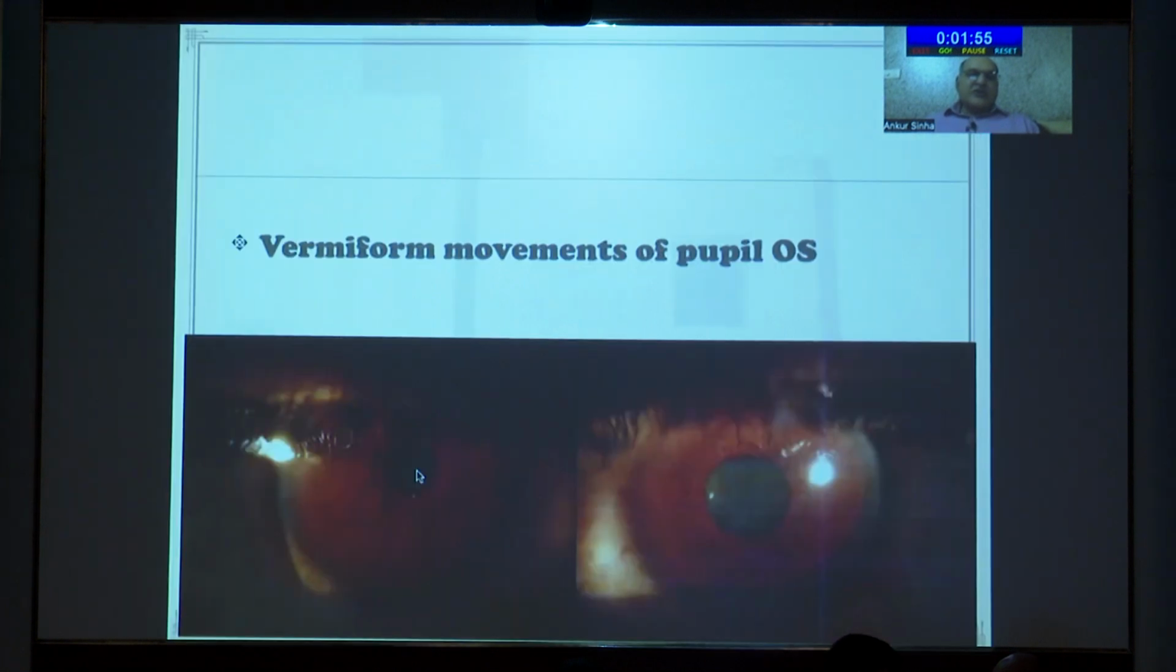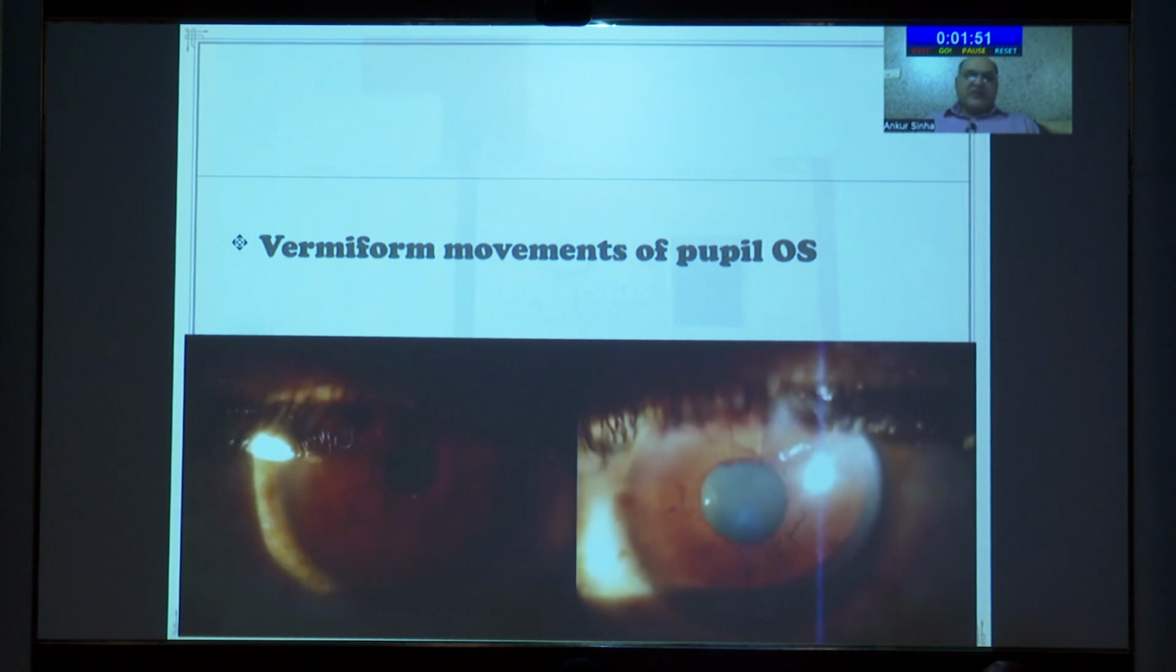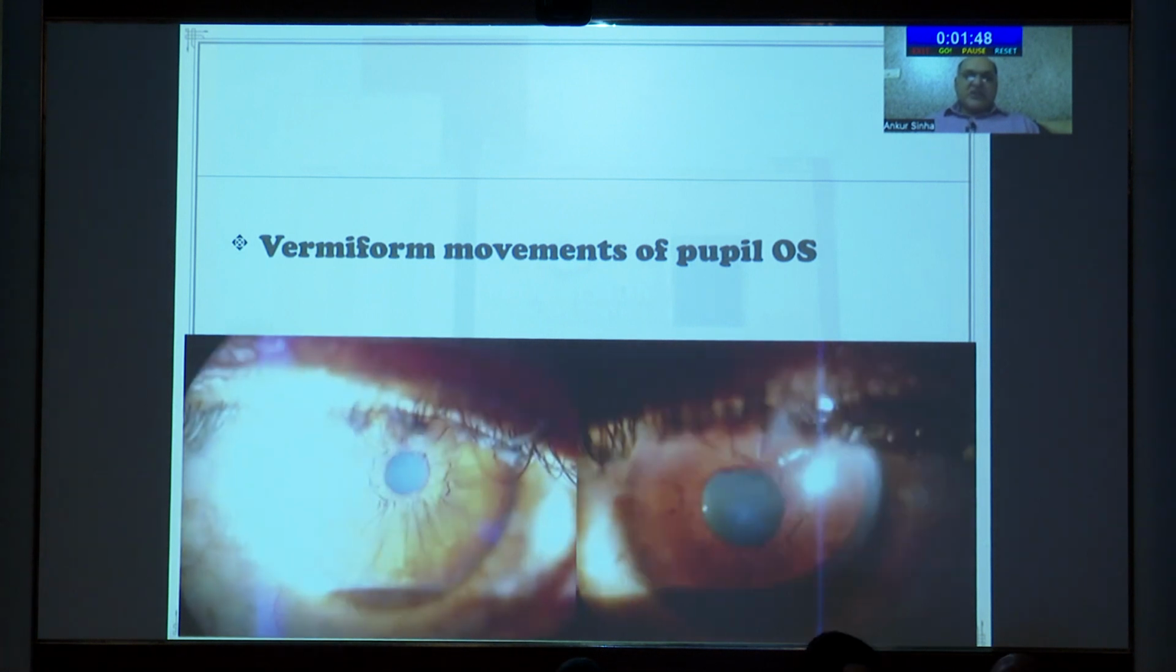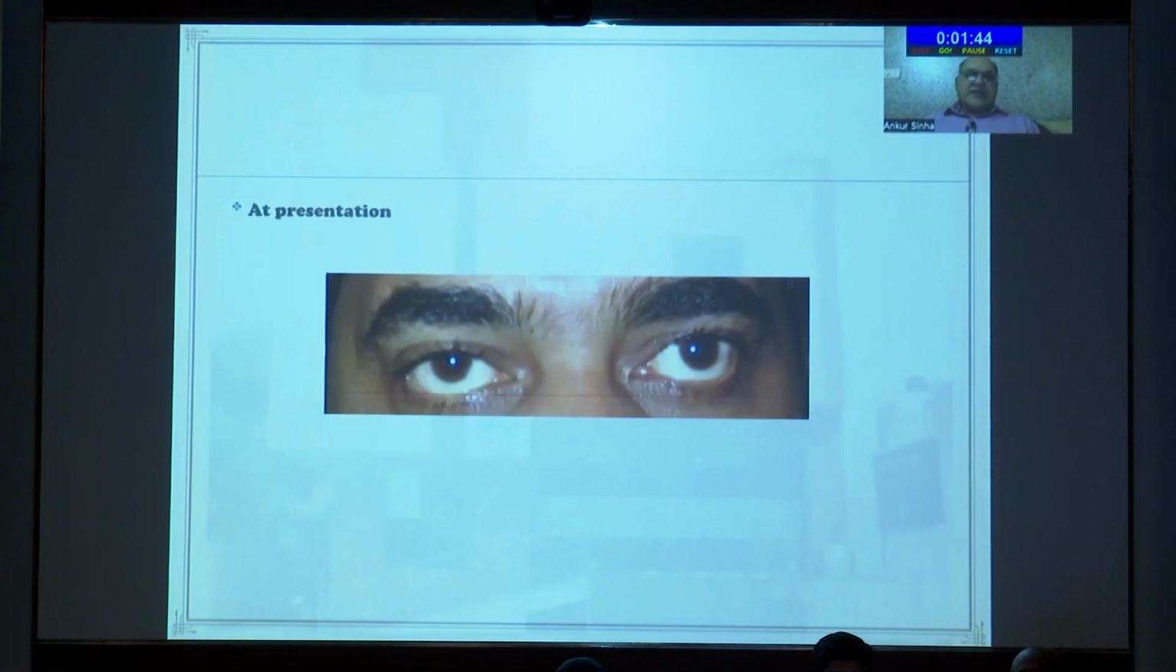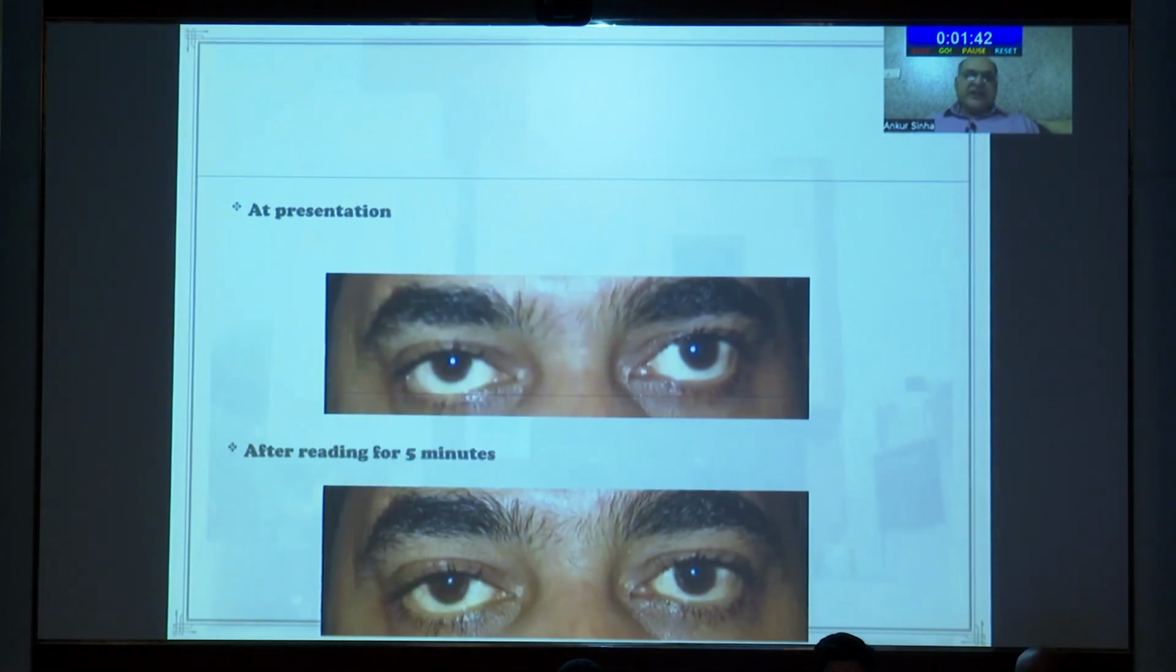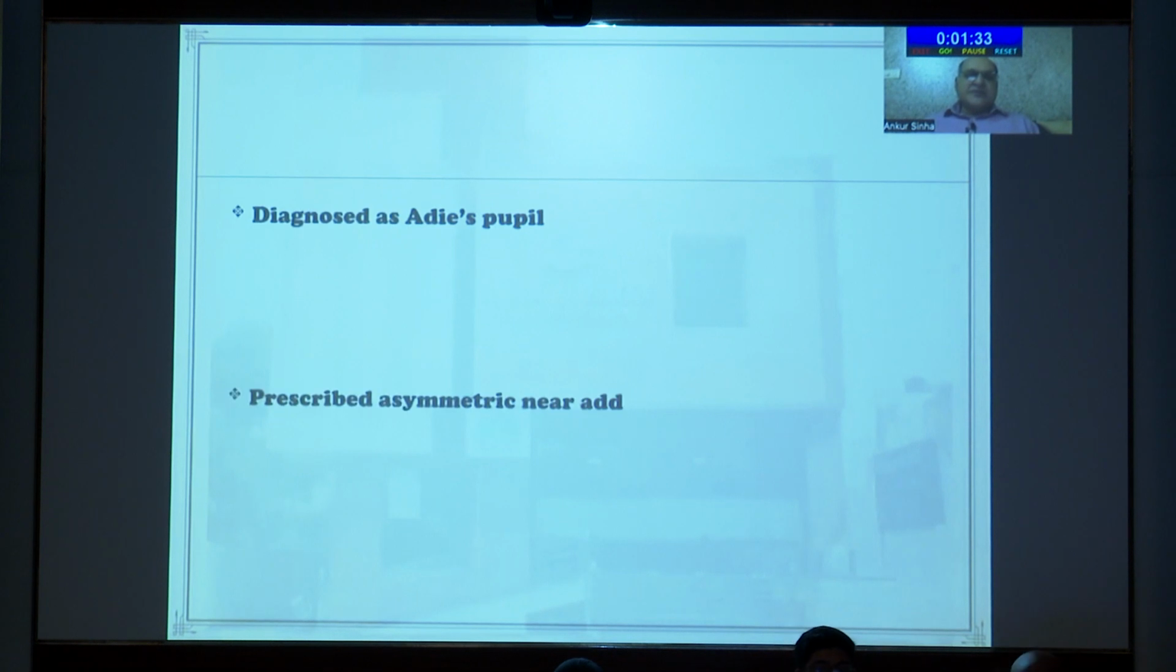Also, when we check on the slit lamp, the right eye has a concentric constriction, but the left eye has vermiform-like constrictions. This is at presentation, and this is after 5 minutes of reading. So sustained near work did cause some amount of pupillary constriction in the left eye. So he's diagnosed as Adie's pupil, and is prescribed asymmetric add and photochromatic glass.